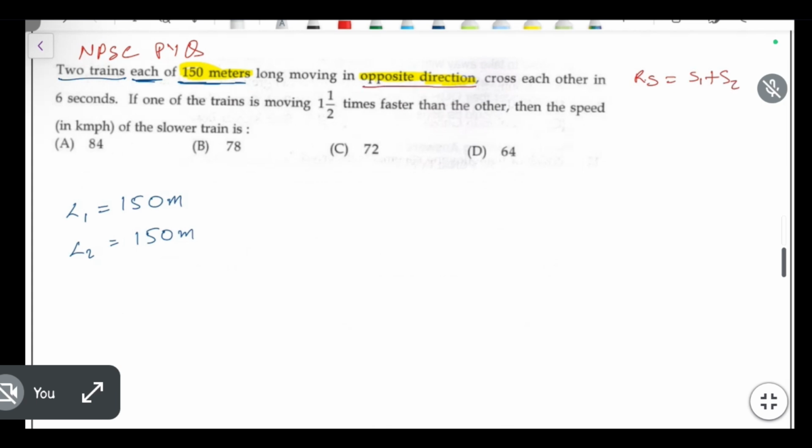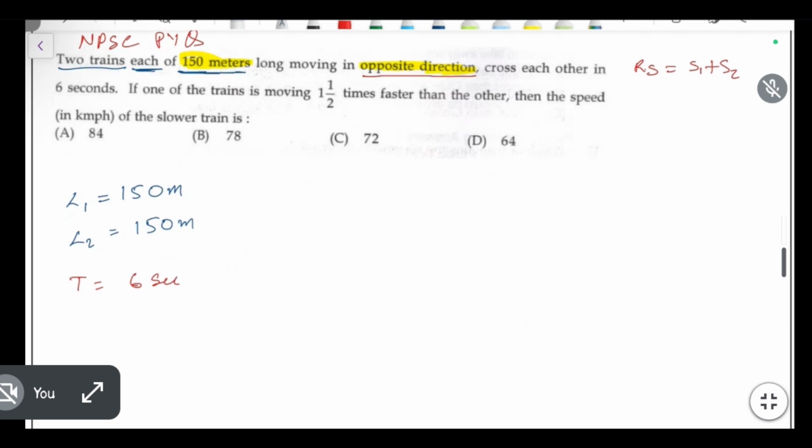Crosses each other in 6 seconds. So time is given now. Time is 6 seconds. If one of the train is moving 1 by 2 times faster than the other, then find the speed in kilometer per hour of the slower train. Okay. I'll just assume something here. Let me derive this one, okay? One of the train is moving at 1 by 2 times faster than the other.